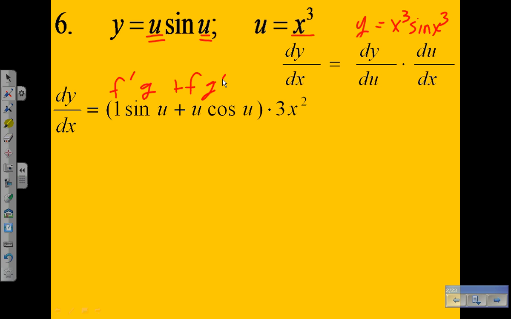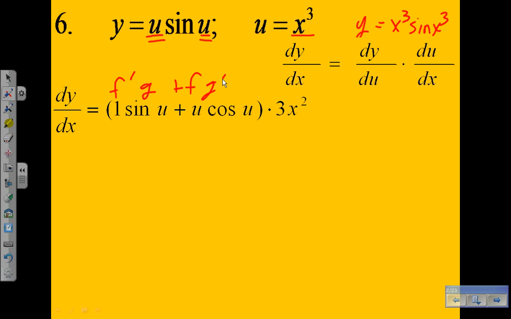But now you've got the derivative of u right here. That's 3x squared. Questions on that? Okay. And now your final answer is you just put in the x cubed for u, and then you're done.